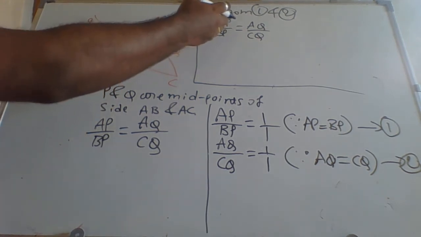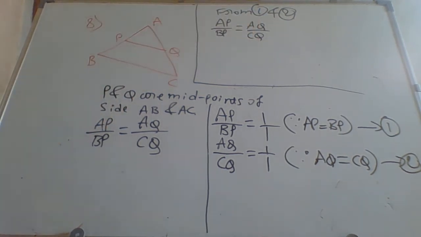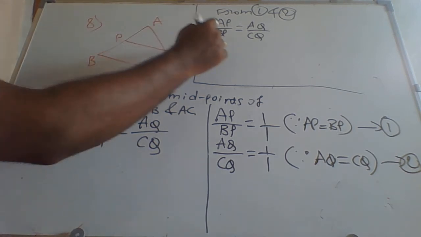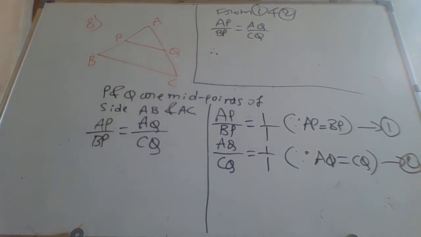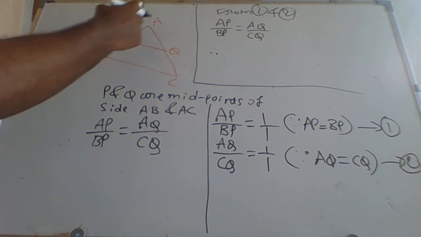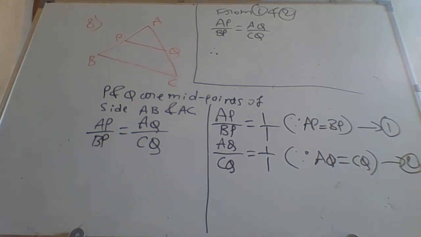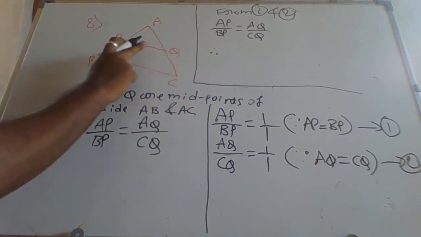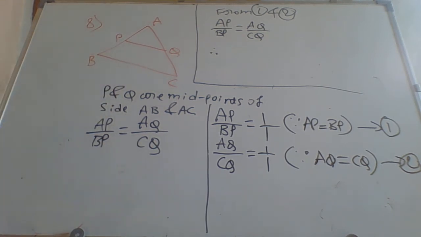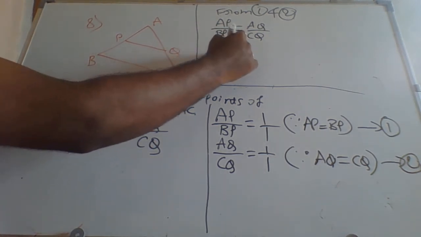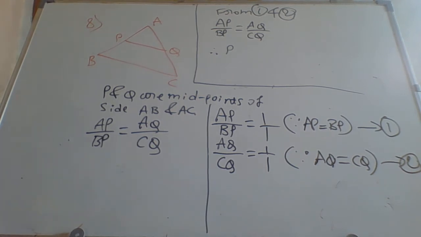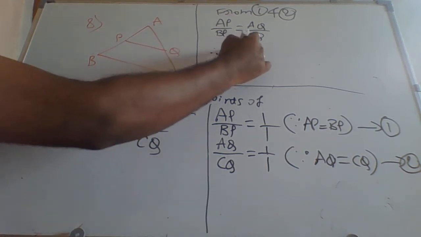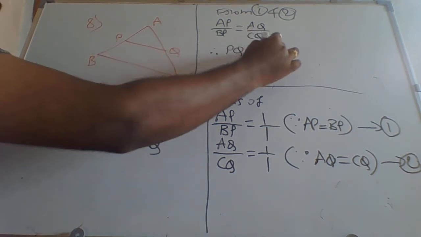If this is proved, AP by BP is equal to AQ by CQ, then by using the converse of the proportionality theorem, what we can write? By using the converse of proportionality theorem, we can write, if these two sides are equally divided, then this side is parallel to this side. This PQ is parallel to BC. Therefore, by converse of proportionality theorem, we can write PQ is parallel to BC.